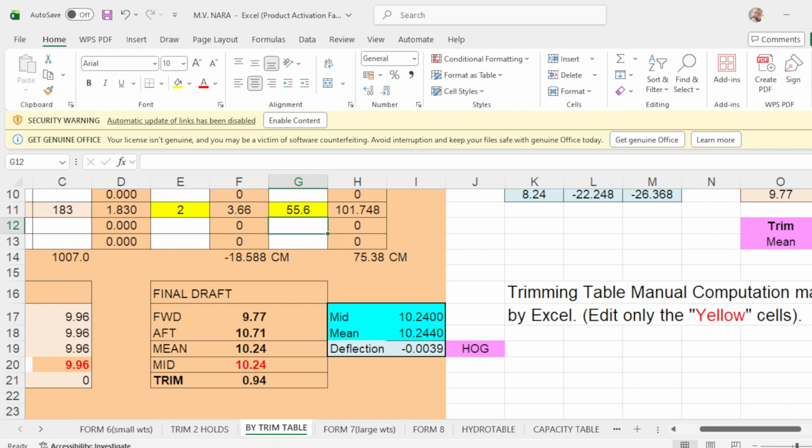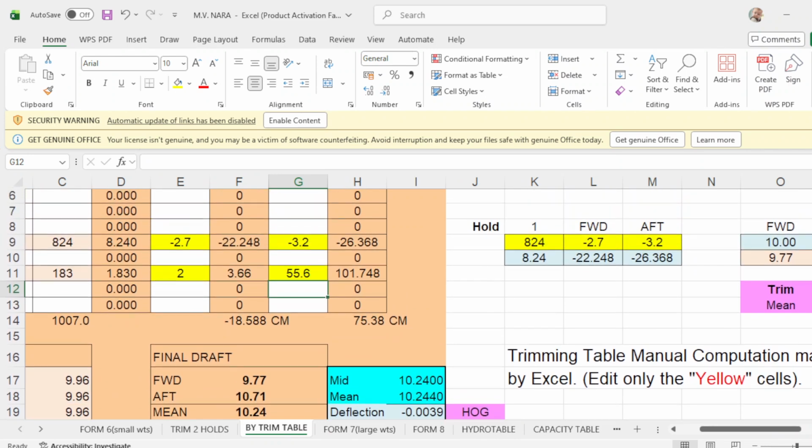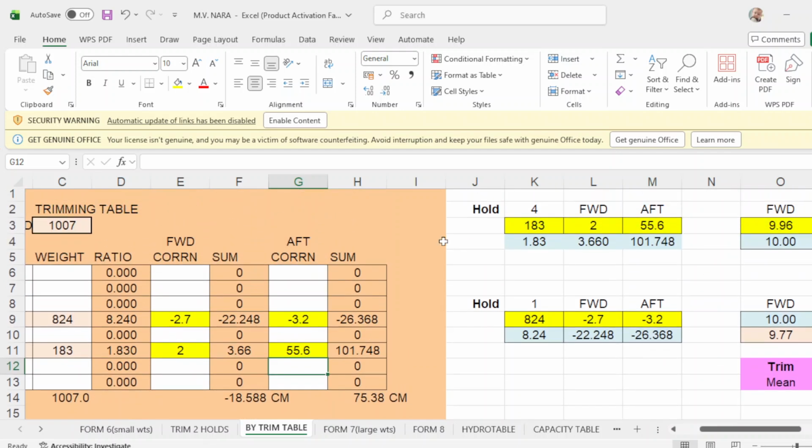There's another solution here. Take note, if you want to load first in number 4, you will have a good trim before loading number 1. So number 1 is 824. Your correction is negative 2.7, and aft is negative 3.2. And number 4 is 183, and your correction forward is 2, and aft is 55.6. Okay?